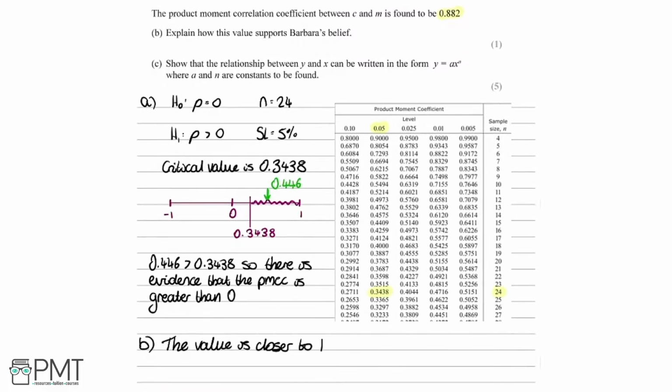And how the product moment correlation coefficient works is, the closer the value is to 1, the stronger the positive correlation is. So in this case, because it's closer to 1, we know that it's likely to have been a better fit to the data. For part B, we get 1 mark here for saying something like the value is closer to 1, or there's a stronger positive correlation, something along those lines.